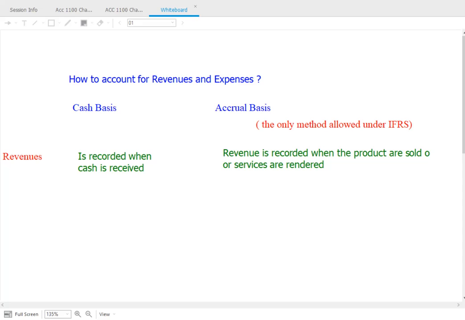So let me give you an example to differentiate between these two methods, or these two accounting bases. Assume that company A sold inventory for $10,000 on account.